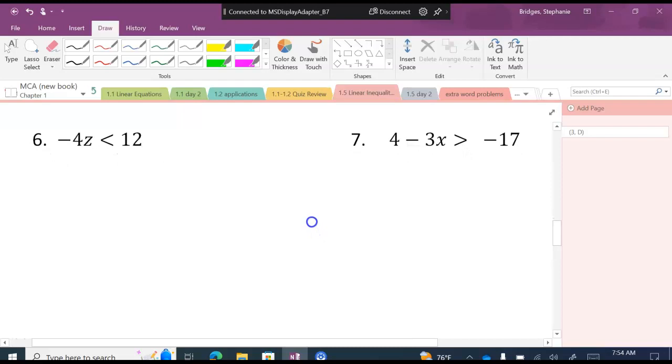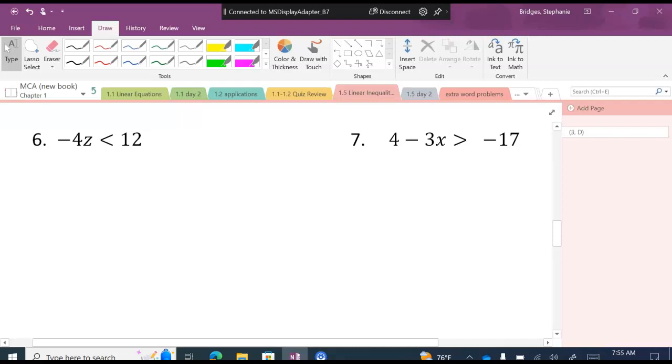All right, we want to talk about number 6 real quick. Go ahead and write the question. We'll talk about this one. There's one thing when solving inequalities that we do have to remember that is slightly different than equations. If I have -4c is less than 12, I'm going to solve for c.